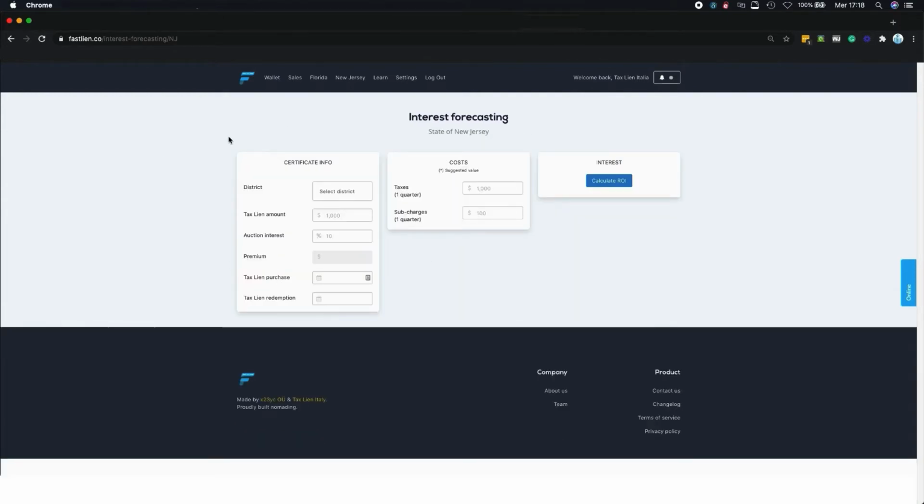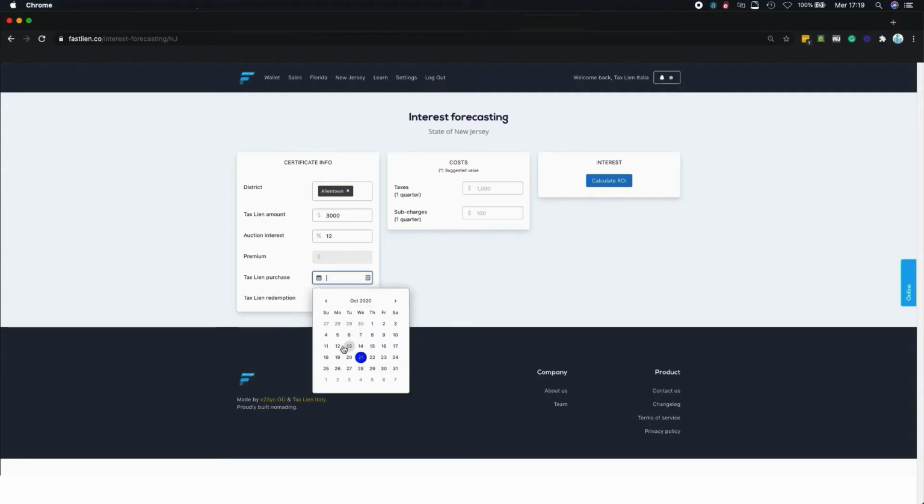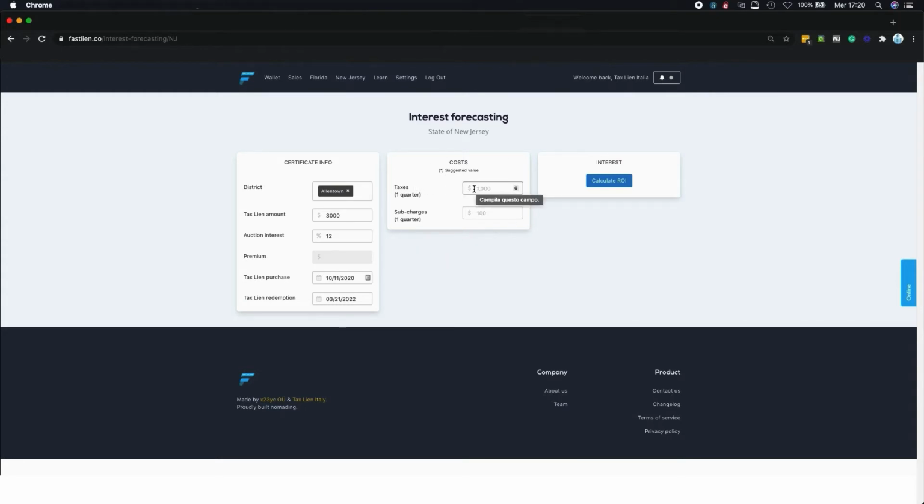Okay, so this is the homepage of the calculator. You just have to select the district, let's say Allentown, and let's say your tax lien amount is $3,000. Let's say your auction interest is 12%. There's obviously no premium because you purchased this certificate at a 12% interest rate. The date, let's say you purchased it on the 11th of October. Let's set the redemption date, a couple of years later, let's say March 2022.